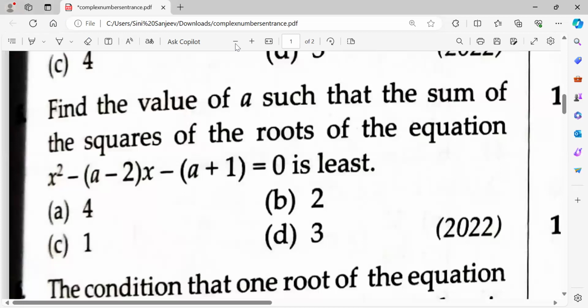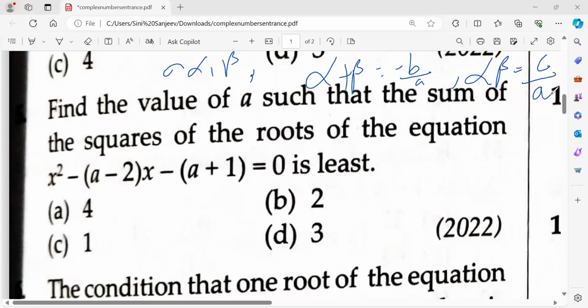Find the value of a such that the sum of the squares of the roots of the equation, they're given some roots, correct, is equal to 0. So I'll go back to your 10th standard now. We know there are two roots, alpha and beta, right? What is alpha plus beta? Minus b by a. And what is my alpha beta? C by a. Everyone remembers these things? I think in polynomials we studied. In polynomials, class 9th or 10th.